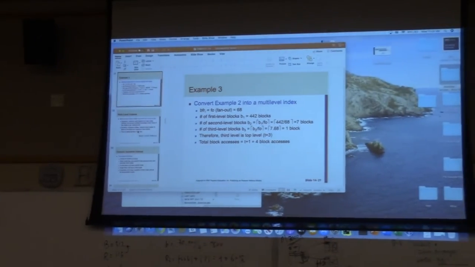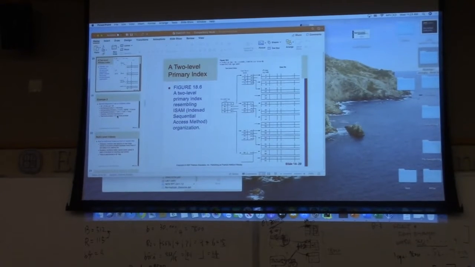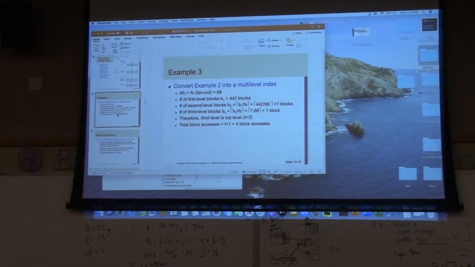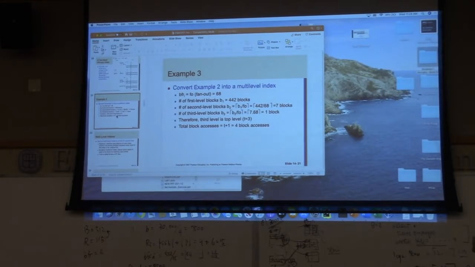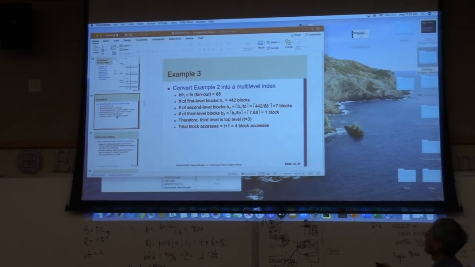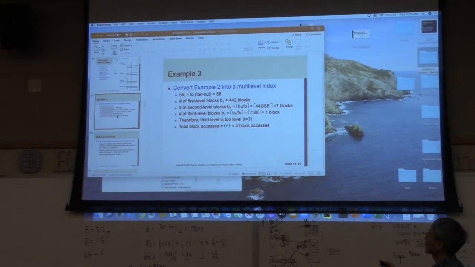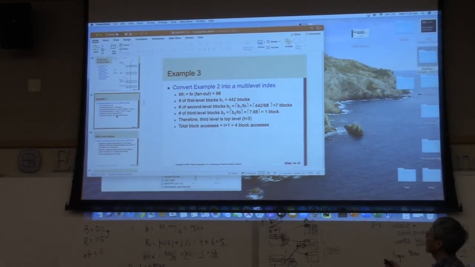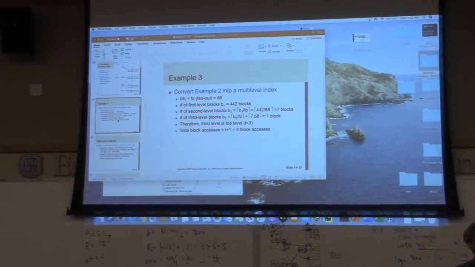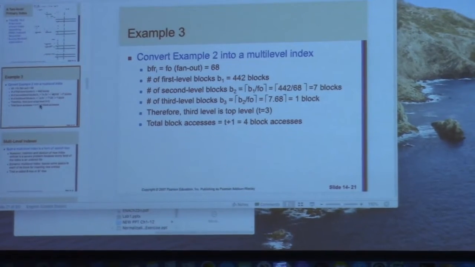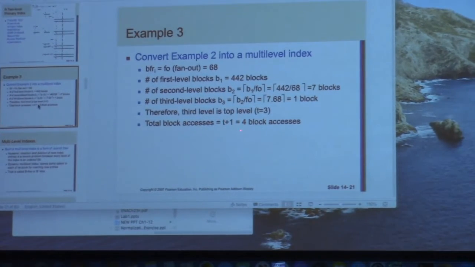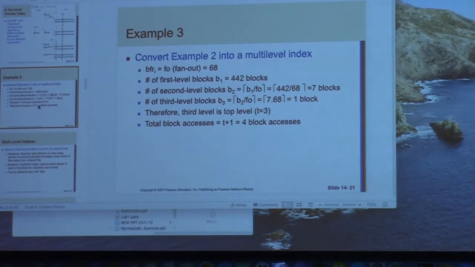For example, this one is an example of a 2-level primary index. In the case of 2 levels, we can do the same thing. The fan-out means the blocking factor for the index block. So first level, second level, third level, like that. You can calculate each level and add them on. So always you need to count plus 1 for the data file.